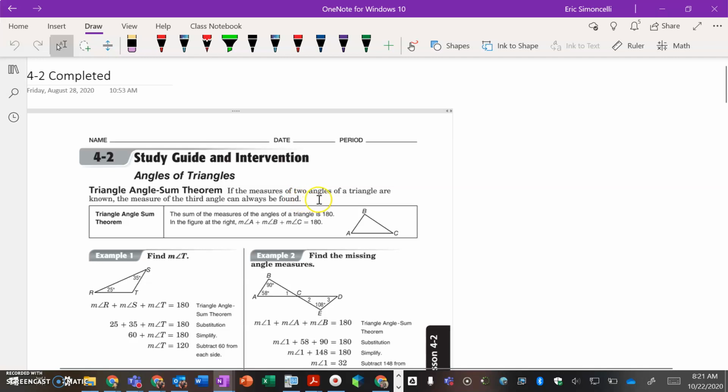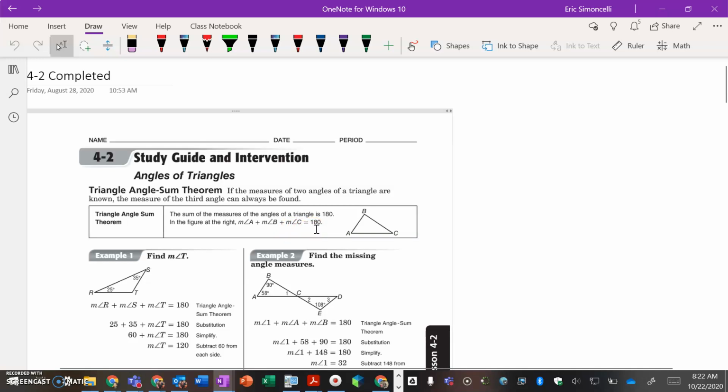If the measures of two angles of a triangle are known, the measure of the third angle can always be found. As you can see, the sum of the measures of the angles of a triangle is 180. This is a topic we touched upon in the last section: if you add all three angles, angle A plus angle B plus angle C, the sum is going to be equal to 180.